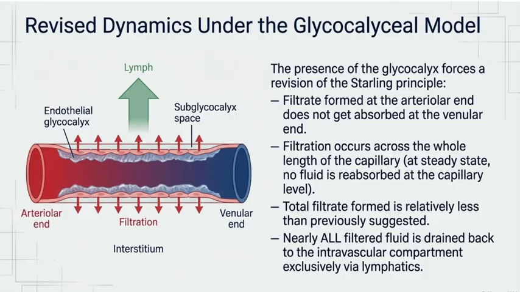Under the modern glycocalyx model, the fundamental concept of capillary exchange changes. Instead of filtration at the arterial end and reabsorption at the venous end, filtration occurs throughout the entire capillary length. There is no significant reabsorption at the venous end under steady-state conditions. The filtered fluid accumulates in the interstitium and is returned almost entirely via the lymphatic system. So lymphatics are not a backup, they are the primary return pathway.